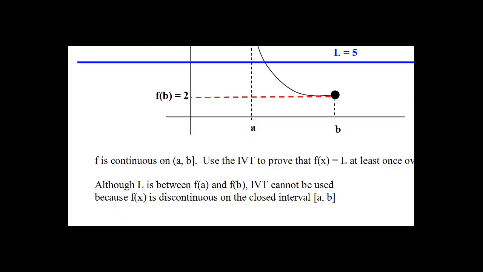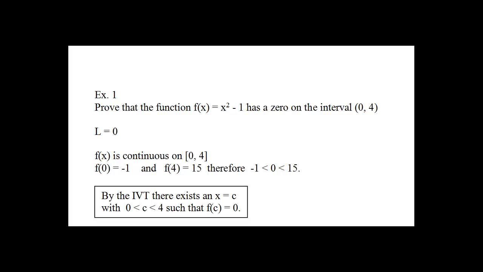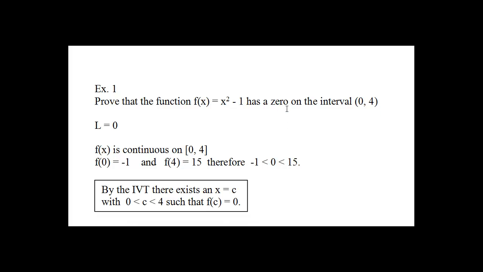Let's use the intermediate value theorem on a problem. Prove that the function f(x) equals x squared minus 1 has a 0 on the interval from 0 to 4. Recognize that in order for f(x) to have a 0, it must cross the x-axis. Because the y value where the graph crosses the x-axis is 0, our L must be equal to 0.